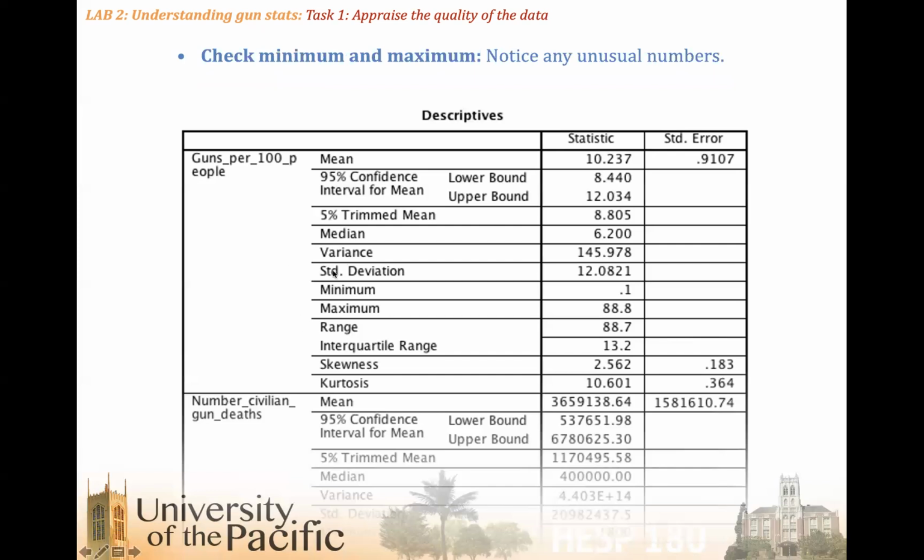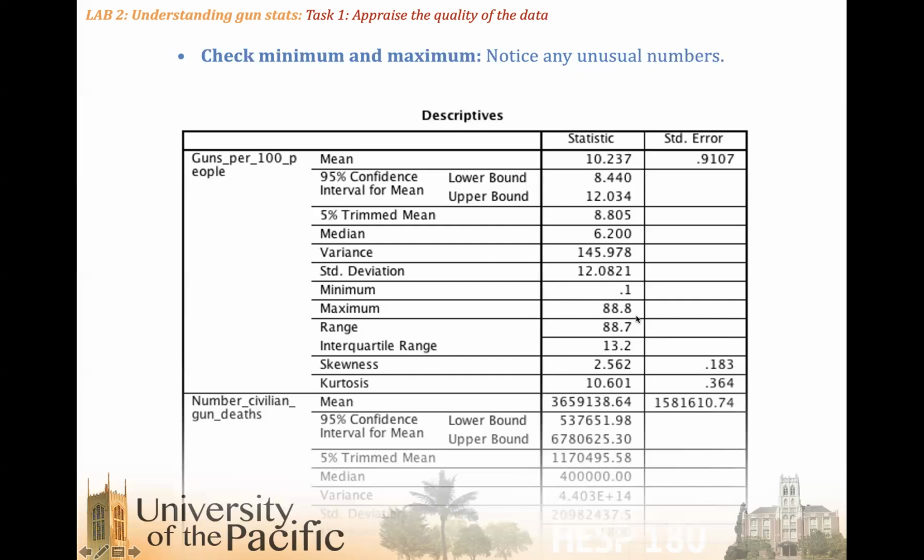Again, in the outputs, this is just guns per 100 people. The next one, number of civilian gun deaths, starts over with the means and medians and so on. Then there's going to be the next one, the percentage of people killed by guns or whatever. So it's going to go through every single variable one at a time and give you all of these outcomes for each one. So look at the minimum and maximum. For guns per 100 people, the minimum is 0.1. I mean, there are very few guns per 100 people.